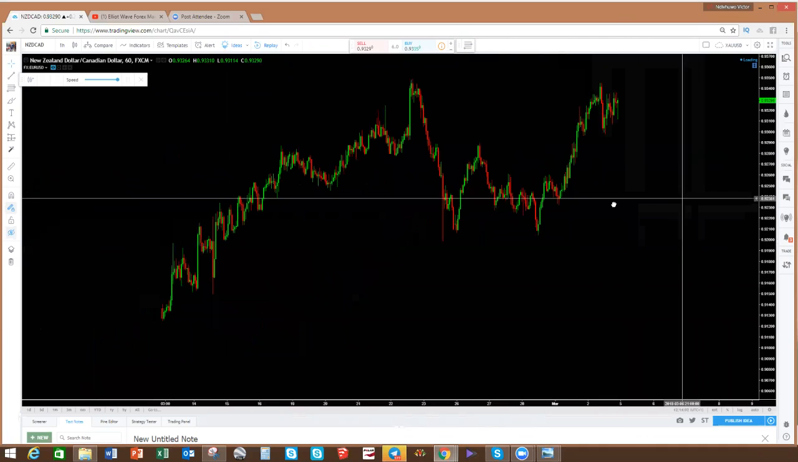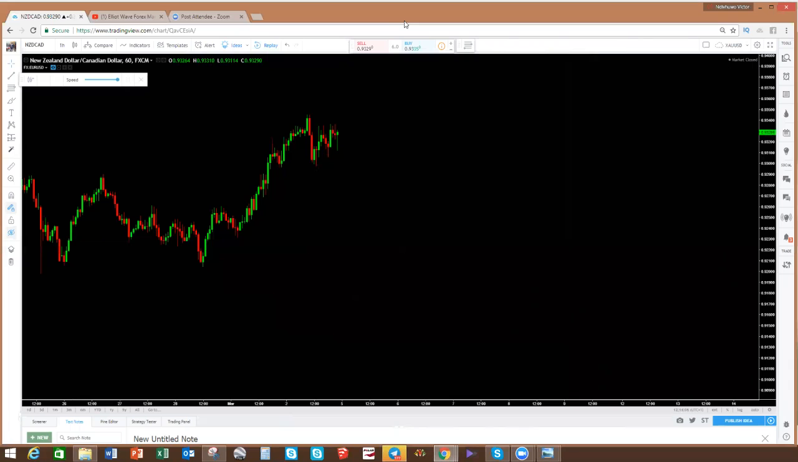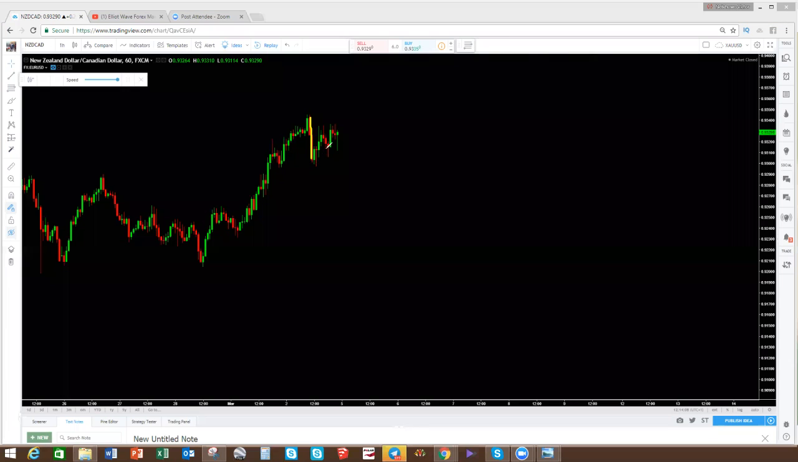All right, that's what we're going to be looking at. So right now, it looks like you've got something like this. That's New Zealand CAD. You're getting this looking like a correction. It may come back here. So you may still be bullish. So this will be a 1, 2, 3, 4, 5. So looks like you're going to get a drop here when it takes the top for a wave 4 and then a 5.